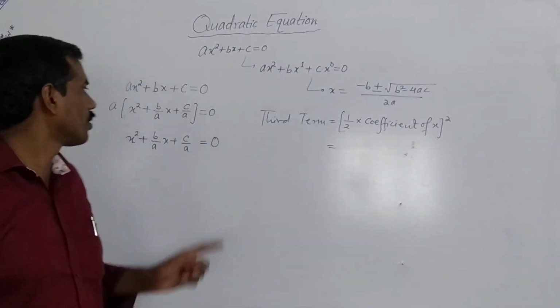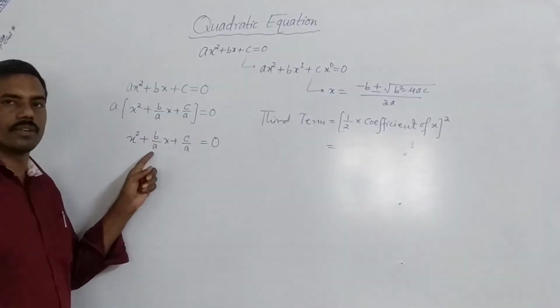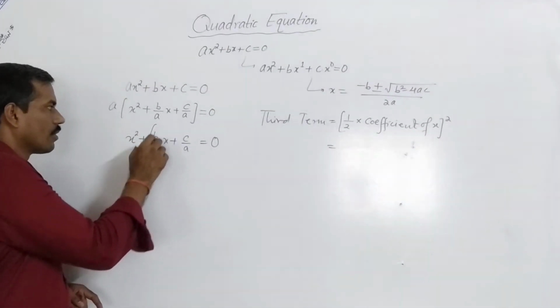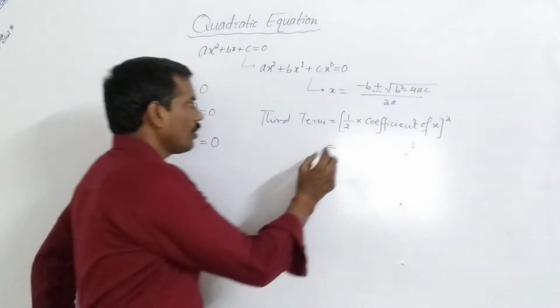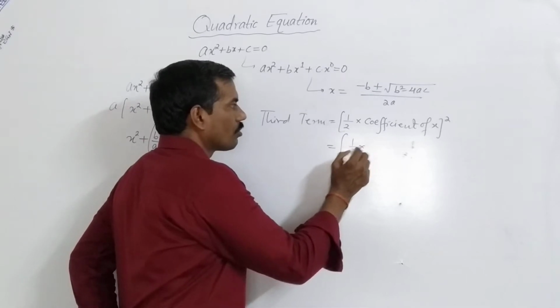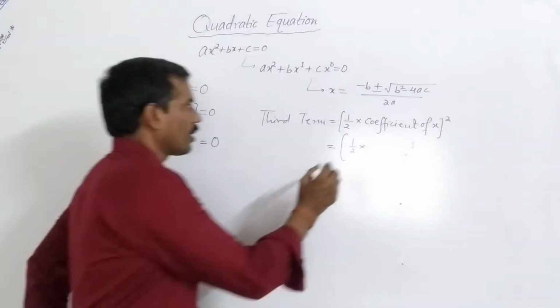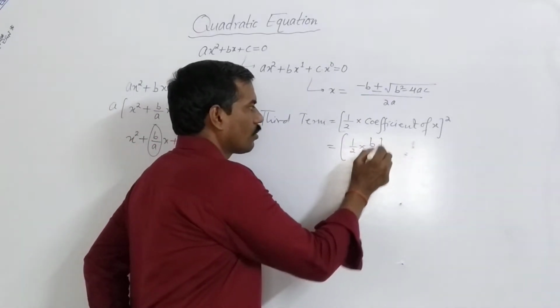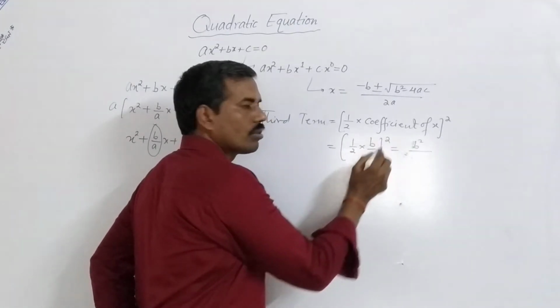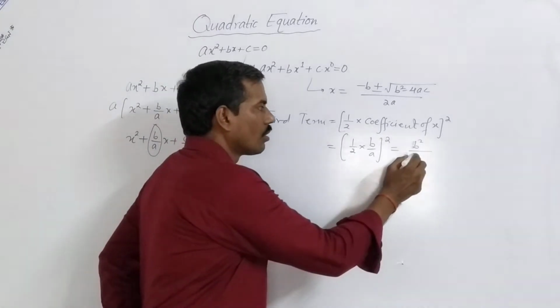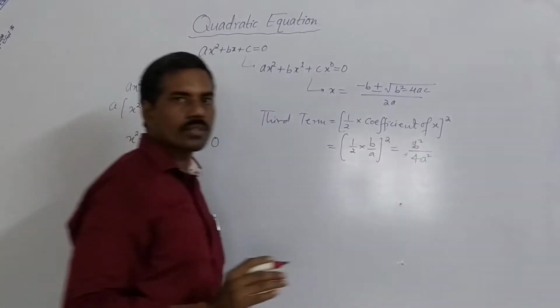Here, the coefficient of x is b upon a. So write down 1 by 2 into b upon a, to the whole square, and this is equal to b square upon 2 square a square, that is b square upon 4a square.